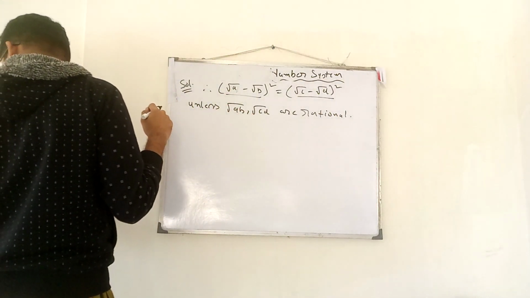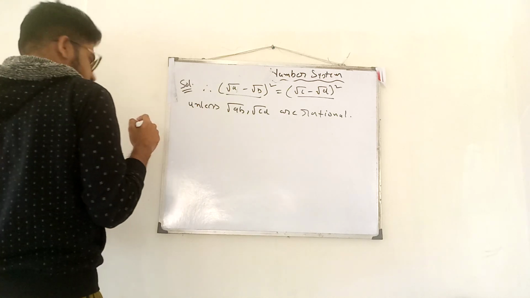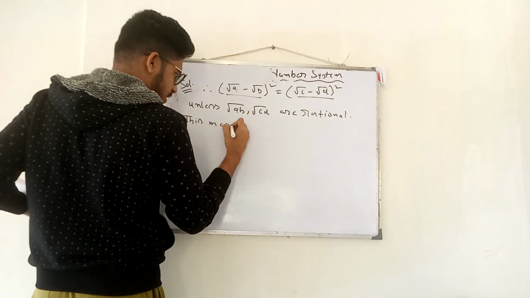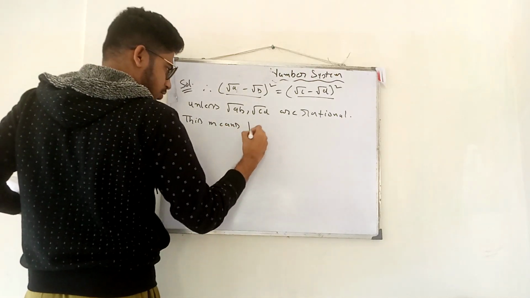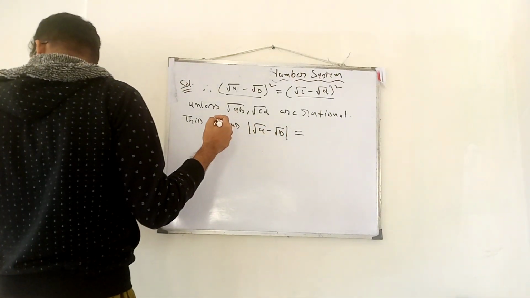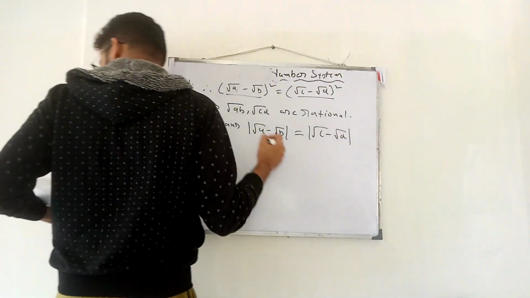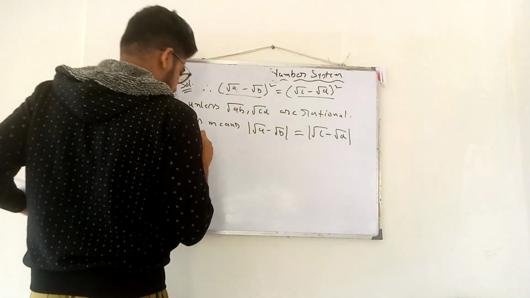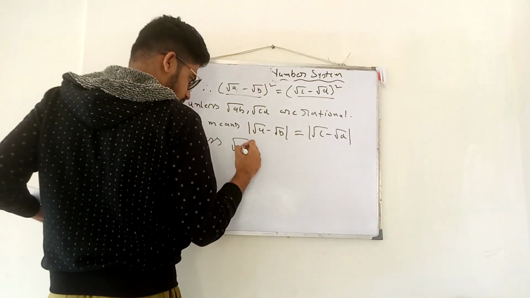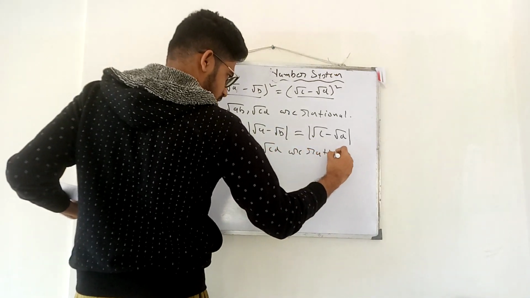This means that the modulus of root A minus root B is equal to the modulus of root C minus root D, unless root AB and root CD are rational.